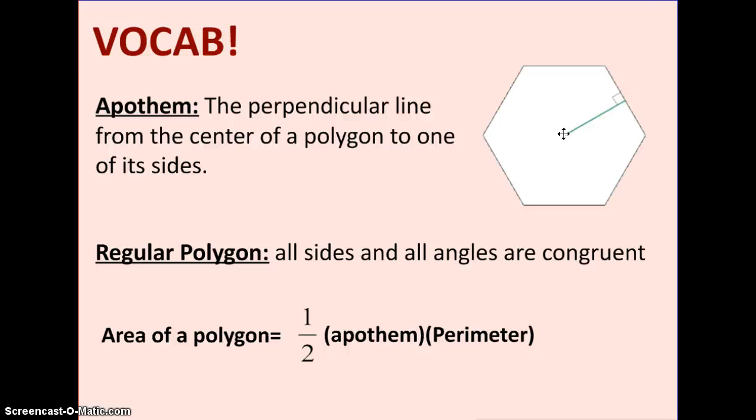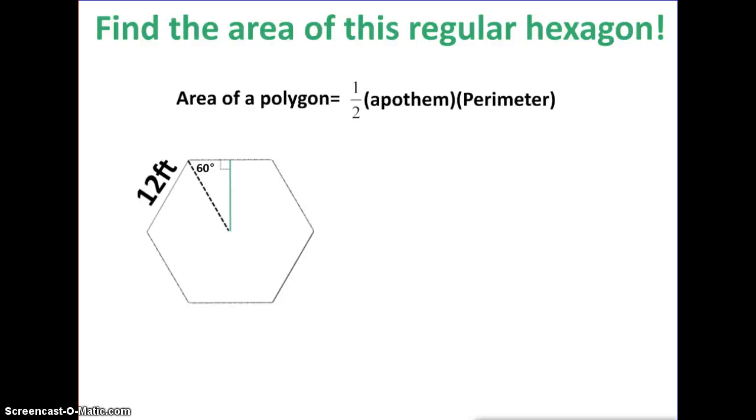Now, remember that regular polygons have all congruent sides and all congruent angles, and that the area of a polygon is 1/2 times the apothem times the perimeter. So you're wondering, why are we discussing this? Okay? Here's why. A pyramid can have any type of base. It could have a square base, a triangular base, a rectangular base, or in the case of the problem that we're about to do, it's going to have a hexagonal base, which means it has a hexagon for its base.